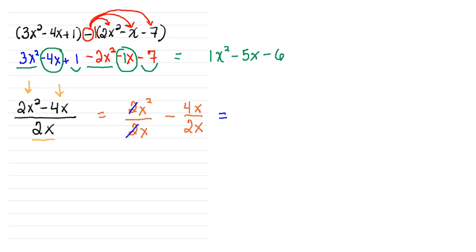The 2's are going to cancel out. I have an x to the power of 1 down below, and that's going to cancel out one of the x's up top, which leaves us with x, a minus sign. The 2 goes into the 4, leaves us with a 2, and the x's cancel out.